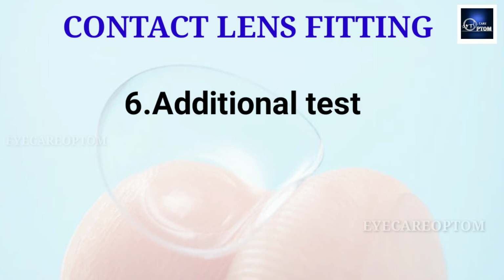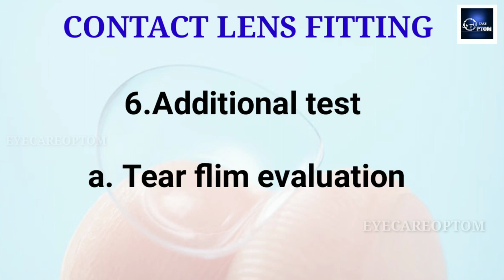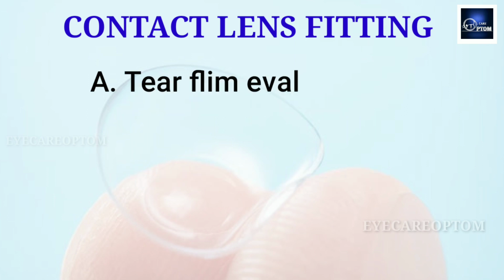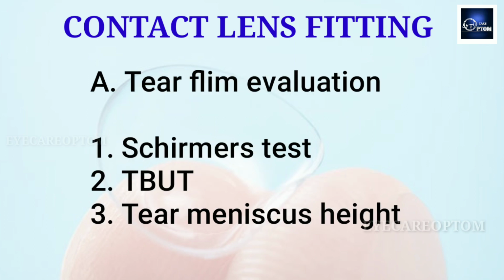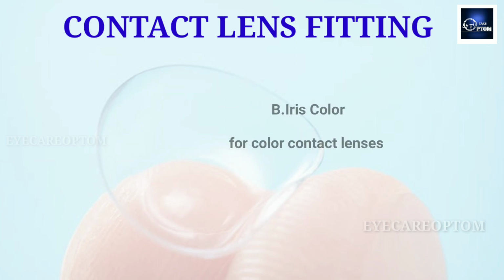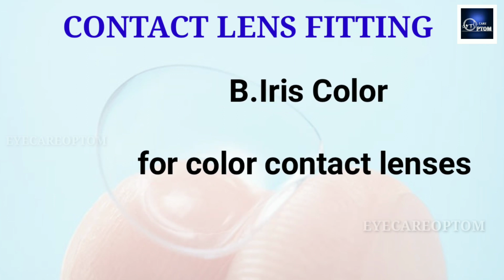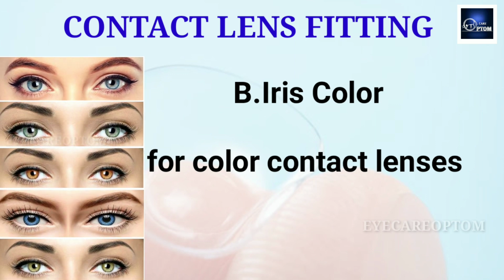Sixth one, we have some additional tests like tear film evaluation. We can check with the Schirmer's test, TBUT with invasive or non-invasive technique, tear meniscus height, and one more, iris color. This will help us for color contact lenses.